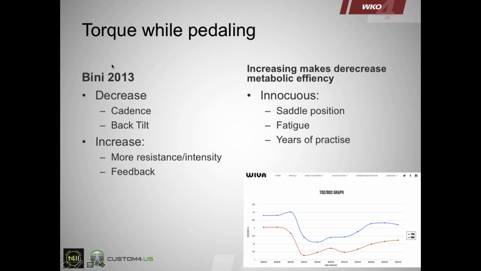This one is another study, Bini, 2013, and it explains how the torque decreased when the cyclist decreases the cadence. It doesn't use self-selected cadence, and it also decreases with the tilt. That's another study we have seen before. The lower the cyclist goes, in a more aggressive position, the torque decreases, and it increases with more intensity and more resistance, and with feedback. And there is no change when the saddle position has any modification, or with fatigue or years of practice. We, for example, have a study with WIVA, an accelerometer. We have studied how the torque changes in different situations, and they have similar conclusions to those in 2003.